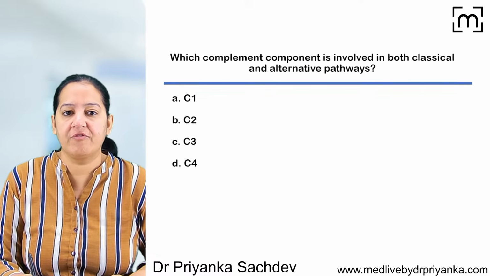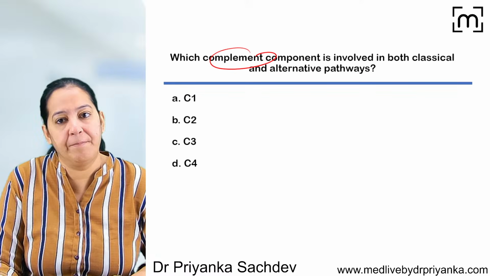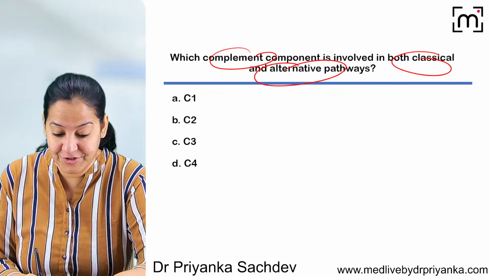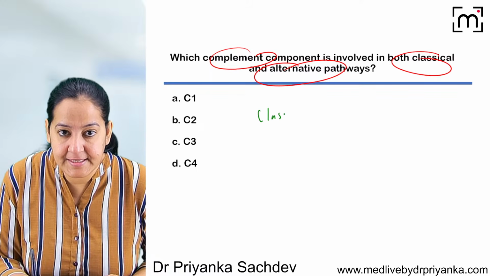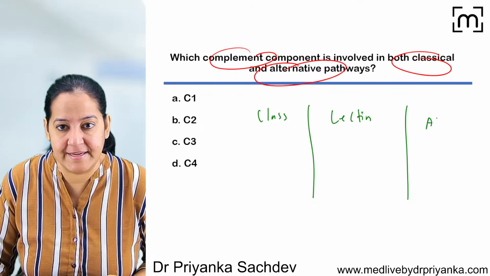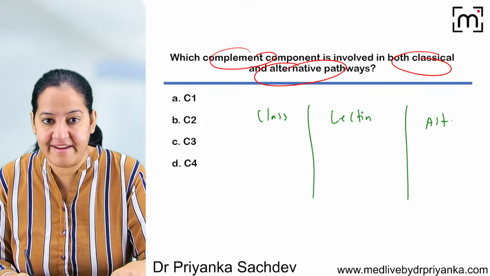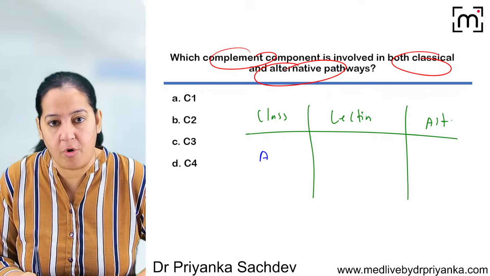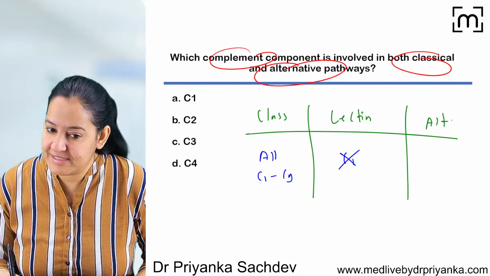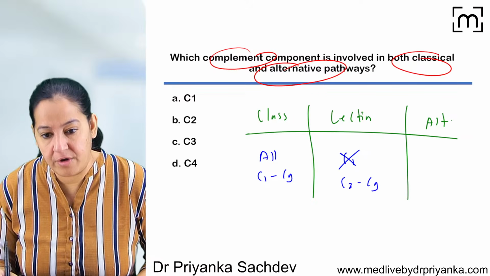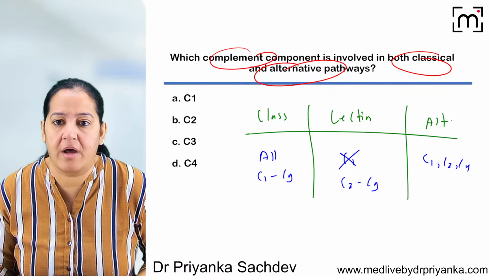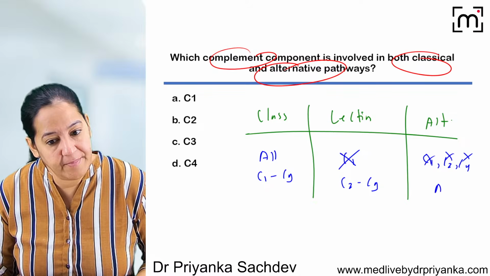The next question: tell me which complement is involved in both classical and alternate. It's a tricky question. I told you 3 pathways: classical, lectin or mannose, and the third one is alternate. In classical, all are involved, all 9, C1 to C9. In lectin, except C1, C2 to C9 are involved. In alternate, C1, C2 and C4 are not involved.